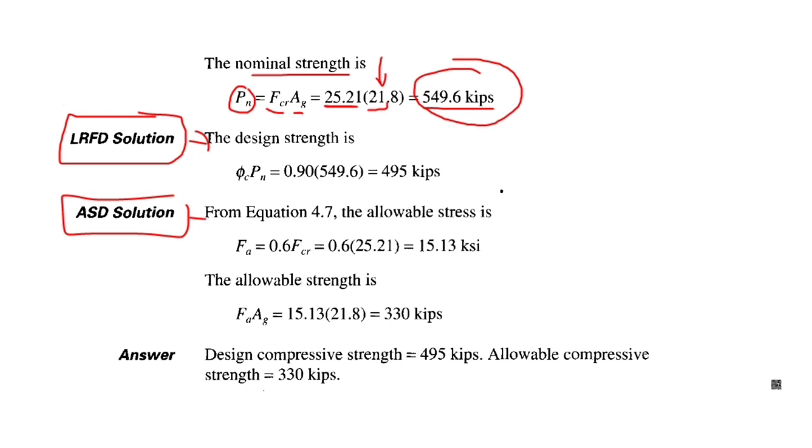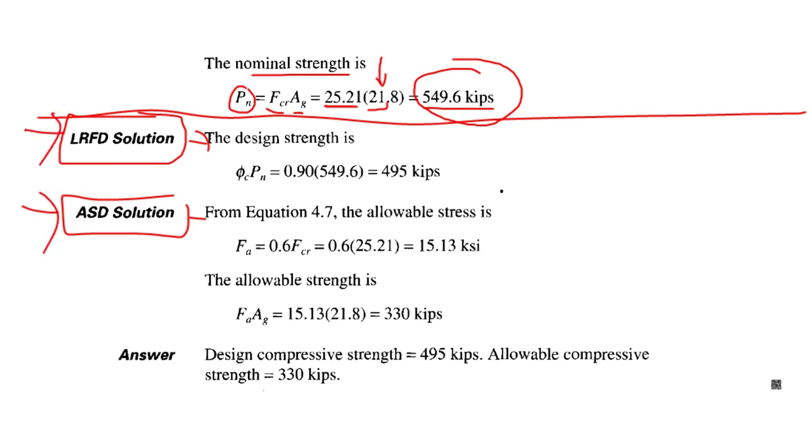Okay, so up till here there is no difference between LRFD and ASD. But after this line, we are going to use LRFD. So the design strength is going to be using the resistance factor times our Pn, nominal strength. It gives us 495. And for ASD, we're going to use 0.6 Fcr, which is 0.625. This is based on the allowable stress.